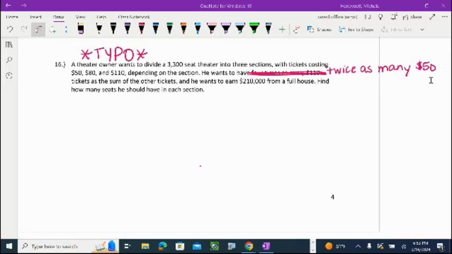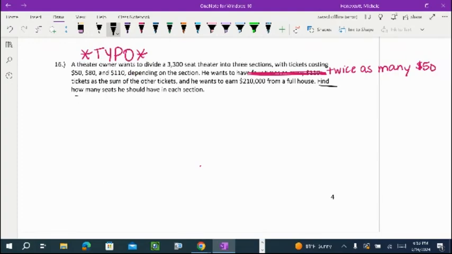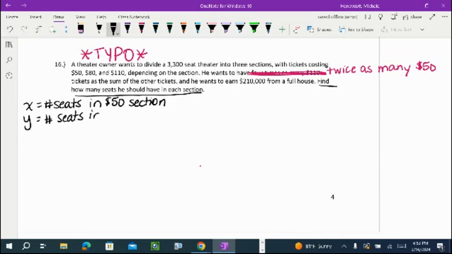To solve this, the first thing you want to do is define your variables. So it's the last sentence that tells us what we're trying to find. Find how many seats he should have in each section. So we're going to let x be the number of seats in the $50 section. Y will be the number of seats in the $80 section. And then z will be the number of seats in the $110 section.